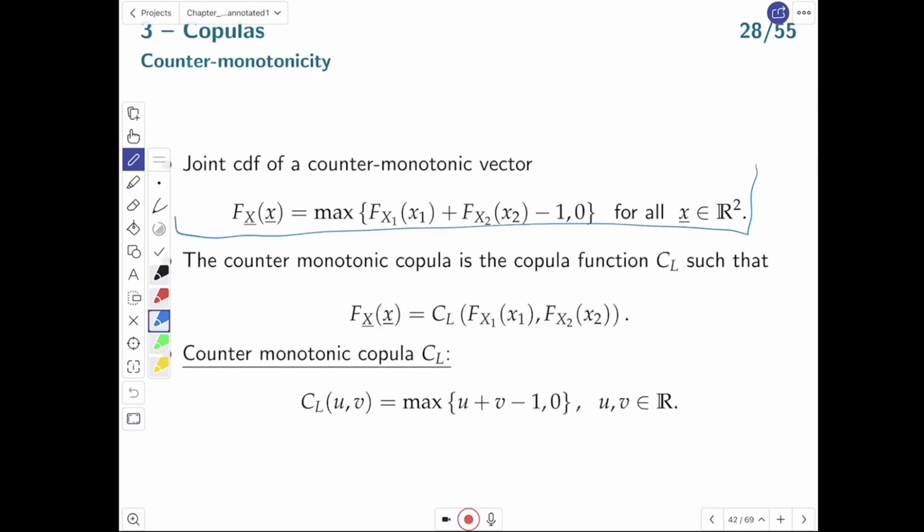Okay? So you find that the joint CDF of a counter-monotonic vector is given by this expression, from which you can extract the copula. The copula is the copula function C_L, which is given by this expression here. It gives you the third copula. We now have the independence copula, the comonotonic copula, extreme positive dependence, and the counter-monotonic copula, extreme negative dependence.